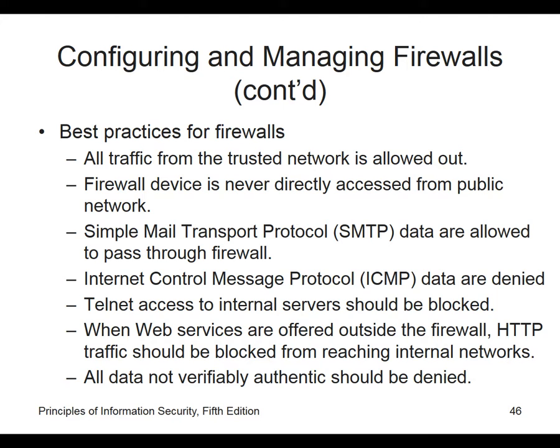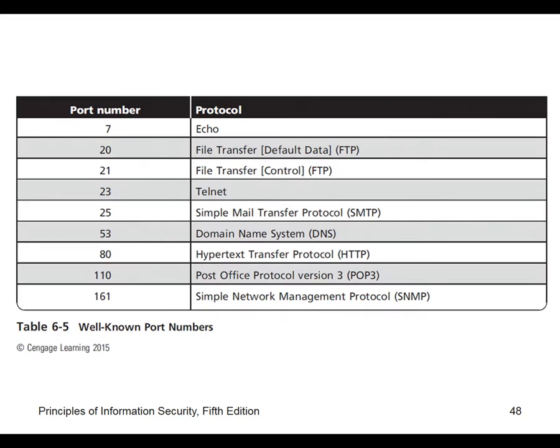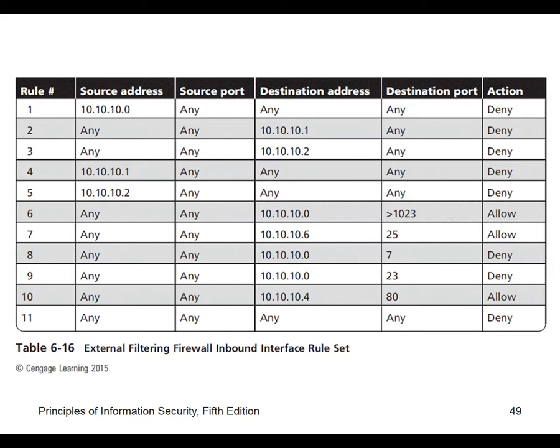Okay. Let's see. There's some different ports. Port 7 is Echo. 21 is FTP. 20 is FTP as well. 23. There's actually a file on your computer. We'll show you another day that you can actually see all that. Yeah, I want to make sure we get finished.